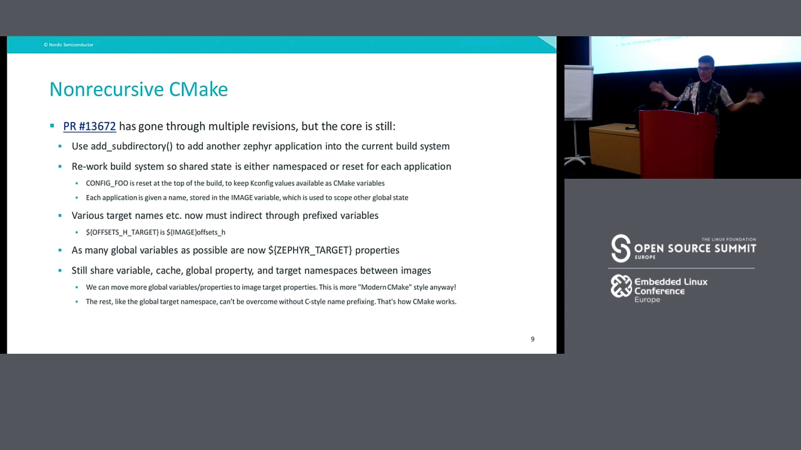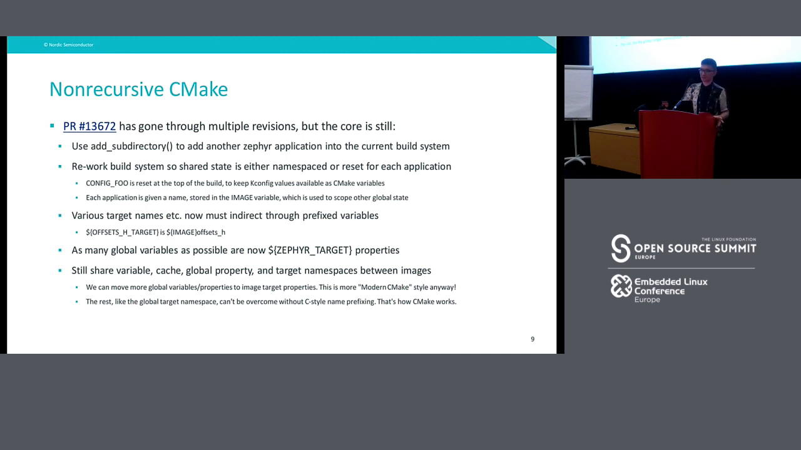So we have this new magic thing called image. Whenever you switch images, you can then call add_subdirectory on your new application top level CMakeLists, and it's going to add it and reset all your config variables and do a bunch of other stuff.